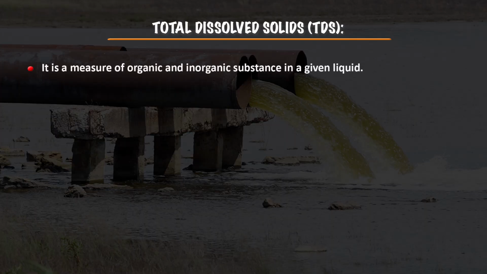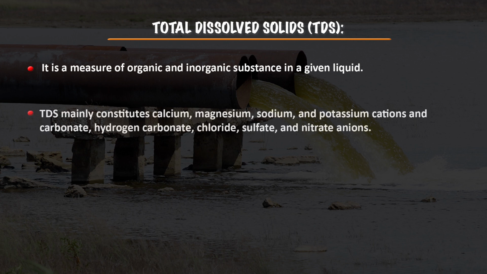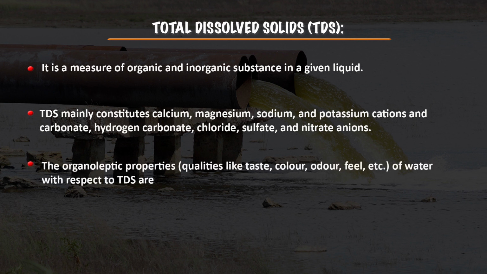It is a measure of organic and inorganic substances in a given liquid or given sample. TDS mainly constitutes the calcium, magnesium, sodium and potassium cations, and carbonate, hydrogen carbonate, chlorides, sulfates and nitrate anions. We also experience this at our homes. We also check the water criteria of TDS from RO. Regularly we check how much TDS is there in our drinking water.